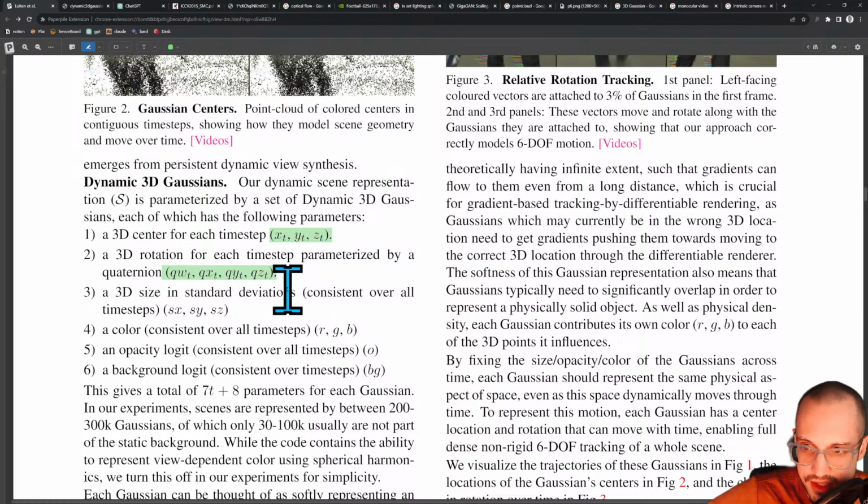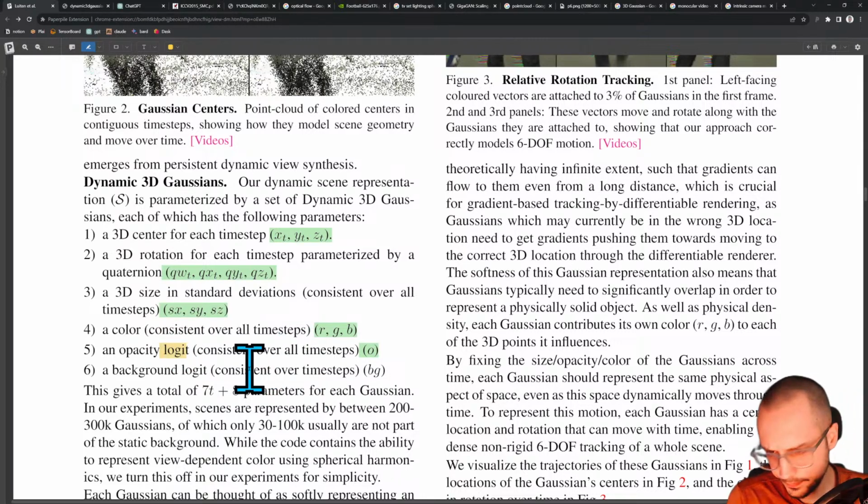The 3D size and standard deviations. So this is basically the variance of the Gaussian, but in the original 3D Gaussian paper, they treat these Gaussians as ellipsoids. So the radius of the ellipsoid in each dimension is what they're referring to here. A color, so RGB, the entire 3D Gaussian is just a single color. The opacity logit and the background logit. Logit just means it's between 0 and 1.